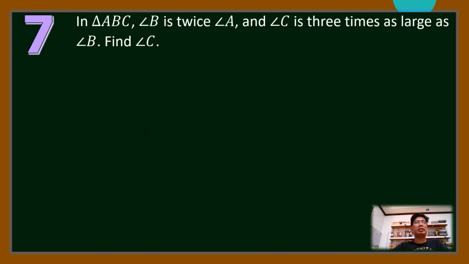Number 7. In triangle ABC, angle B is twice angle A, and angle C is 3 times as large as angle B. Find the measure of angle C. Here's our solution.